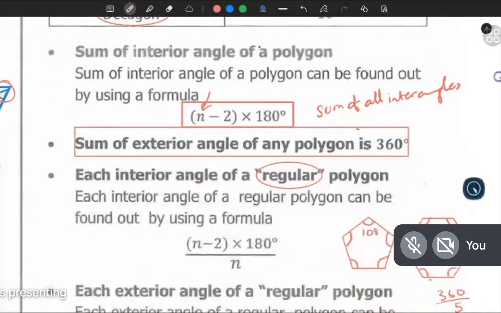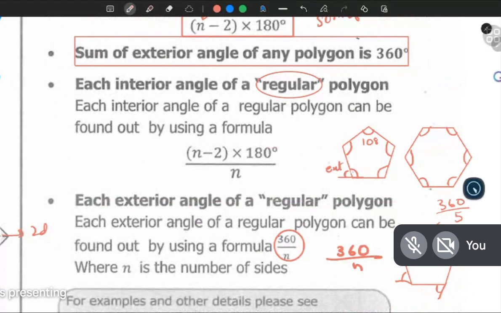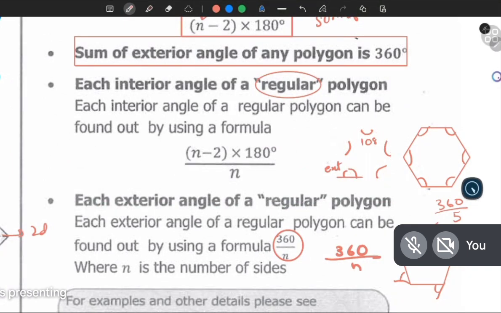Now the sum of exterior angles of any polygon is 360. As I told you, when I extend this line, this angle is what you call the exterior angle. So when I extend all of these lines like this, 1, 2, 3, 4, and 5, I'll get 360.